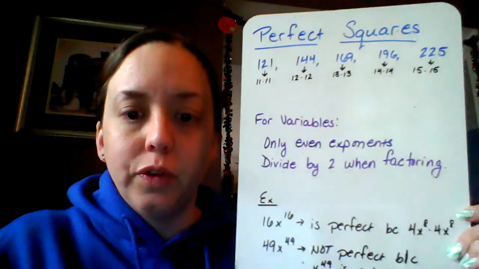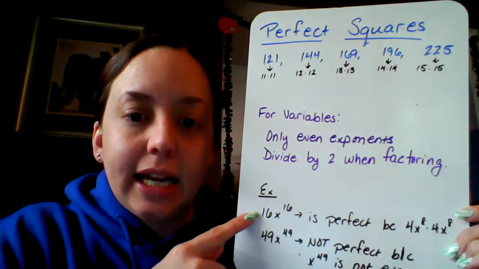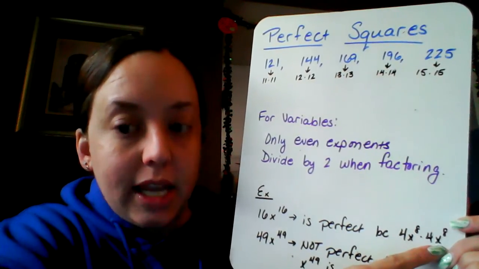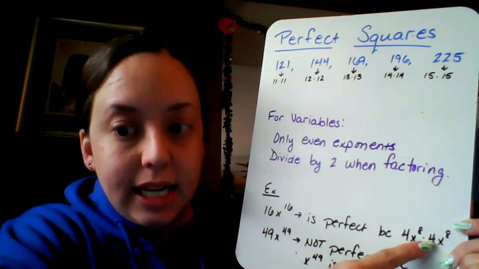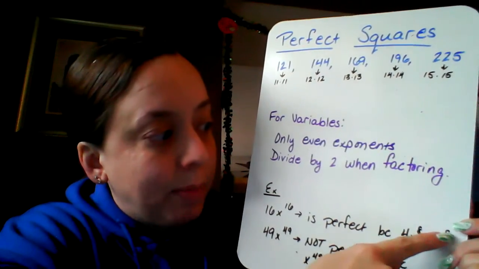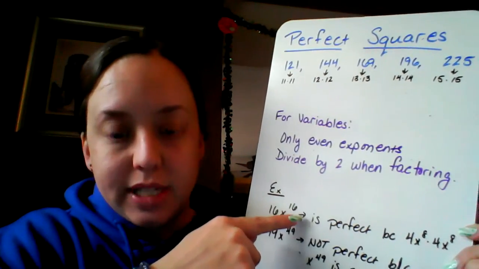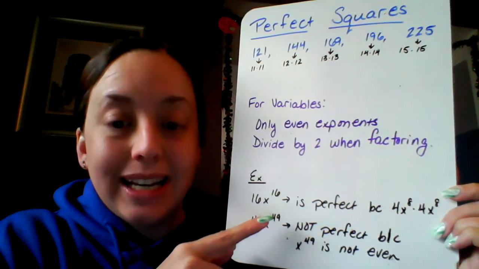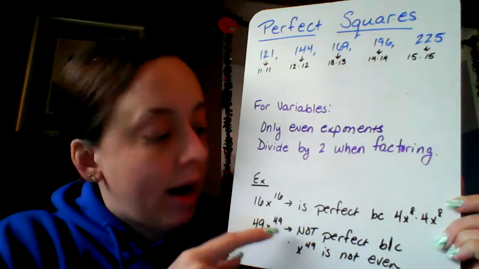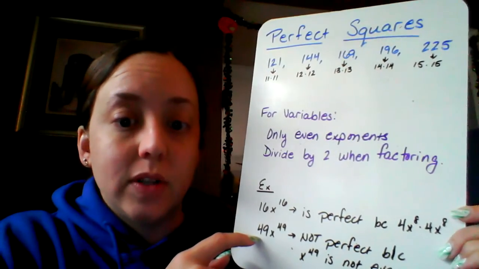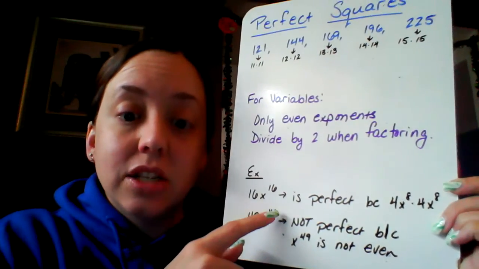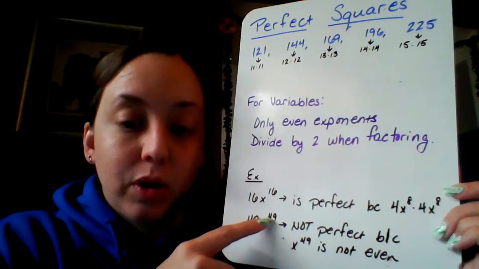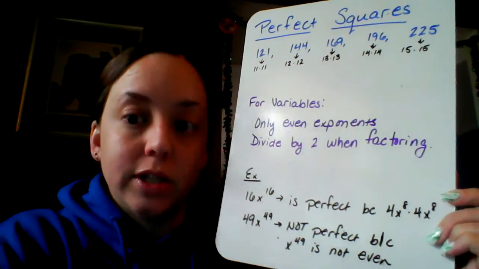Okay. So for example, you have 16x to the 16th. This is perfect because it's 4x to the 8th times 4x to the 8th. So we're saying here 4 times 4 is 16. And then using your exponent rules, 8 plus 8 is that exponent of 16 right there, okay? Whereas similarly, 49x to the 49th, that's not perfect. Now why? 49 is a perfect square. That's 7 times 7. But the x to the 49th is not even. So just because it's perfect here does not mean that it's perfect there. That guy's got to be even in order for it to be perfect.